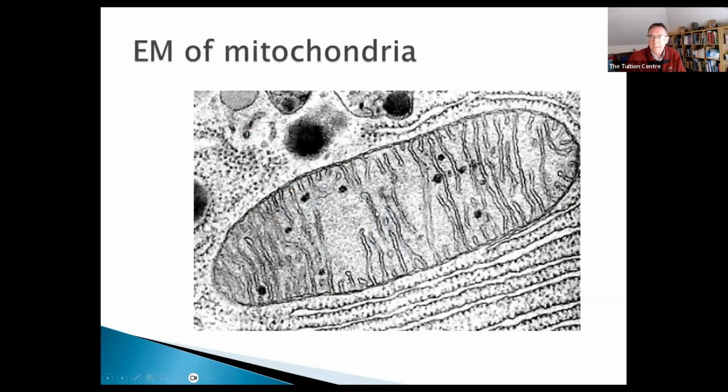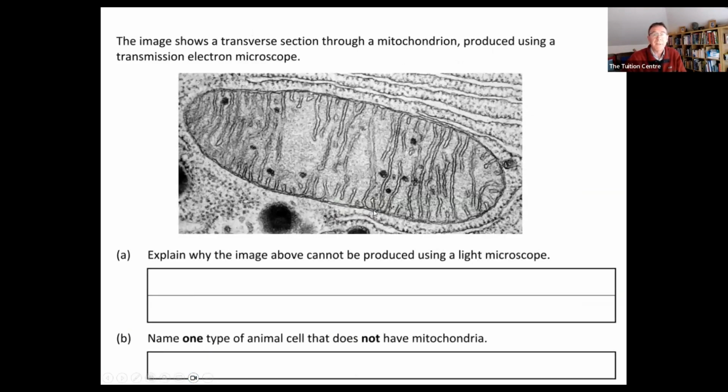So here's an EM of a mitochondrion. Similarly, it featured in an exam one year. Why can you not see that image using a light microscope? What's the answer they wanted there, do you think? What do you think? Why is it that you can't see that image? I mean, we kind of know, but what's the answer they're looking for? You're wondering.